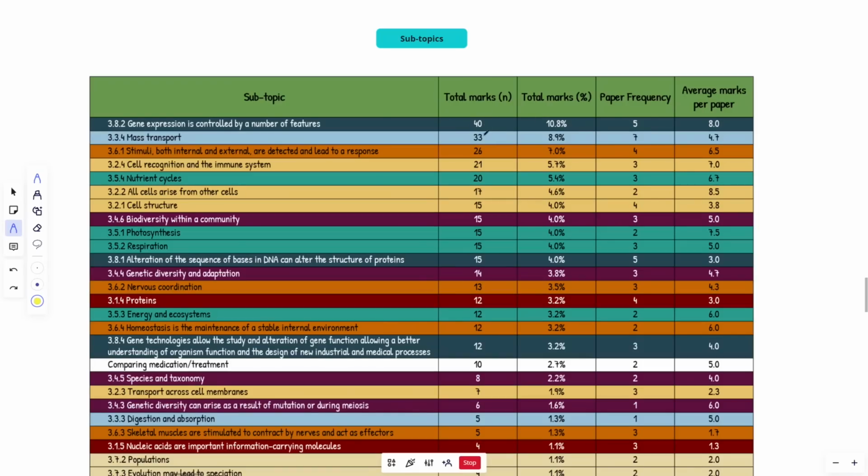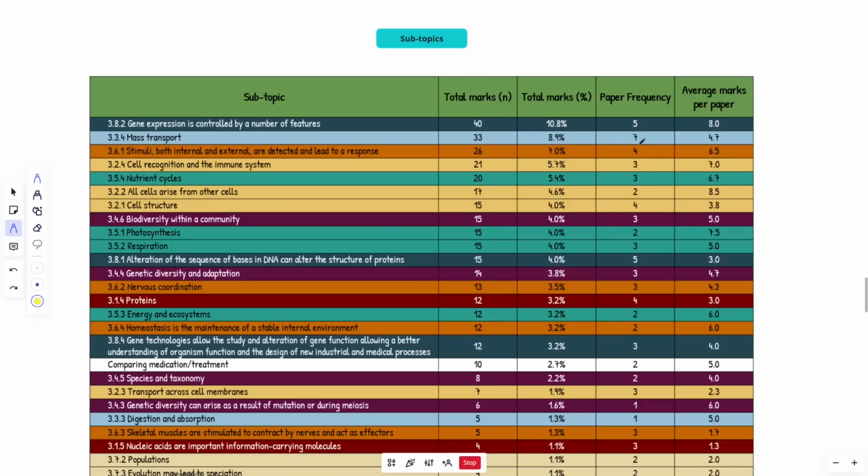By far the highest marks, there's a 7-mark difference between this and this. In second place is mass transport, third place stimuli, fourth place cell recognition and the immune system, and fifth place nutrient cycles. The fifth place and the first place are 50% of one another, if that makes sense. Again, this is historic data. Is this what things are going to look like in 2024? I have no idea, but it gives a good understanding of the high yield subtopics that come up. We can see their frequency here.